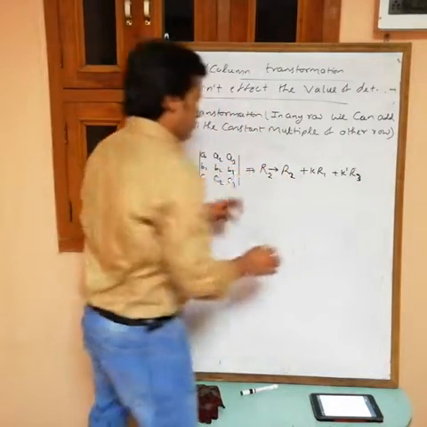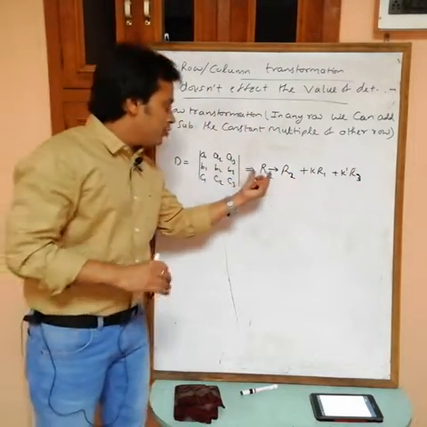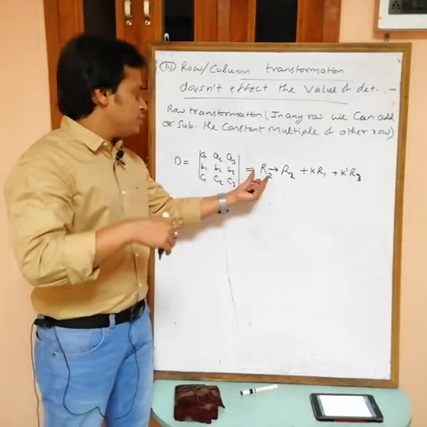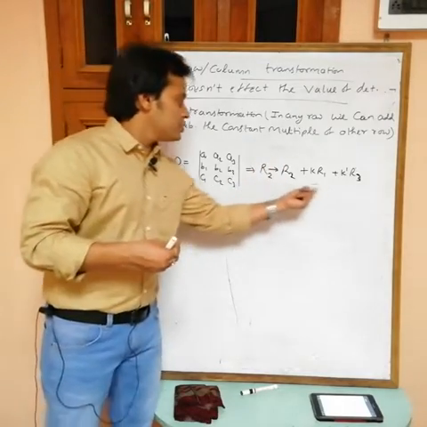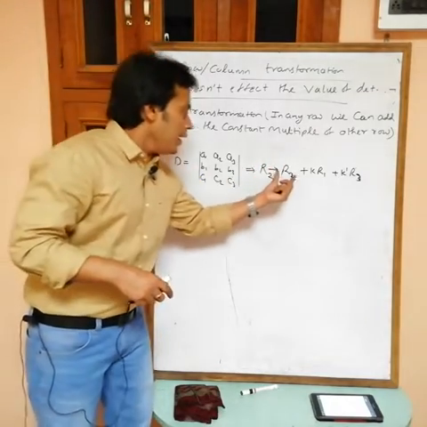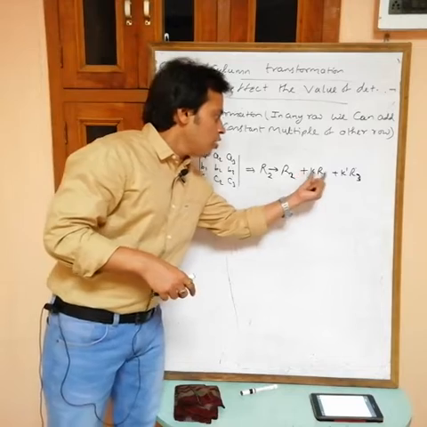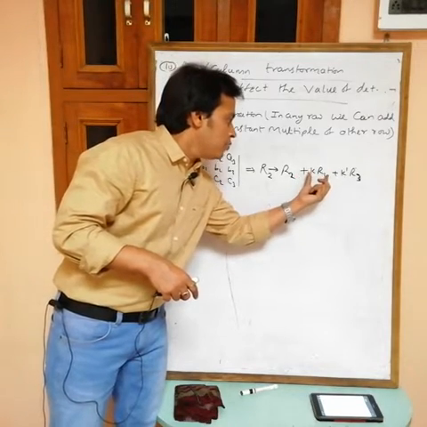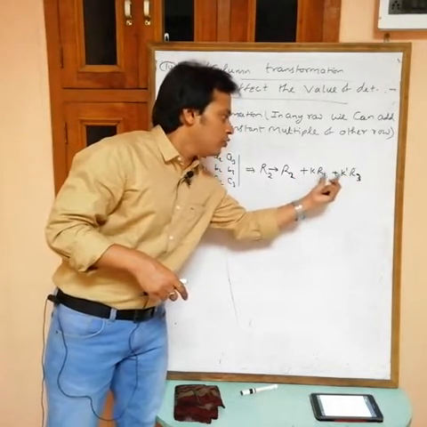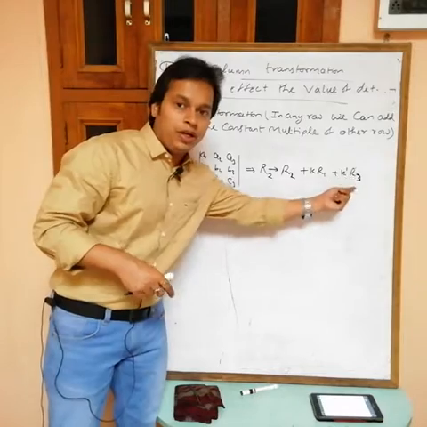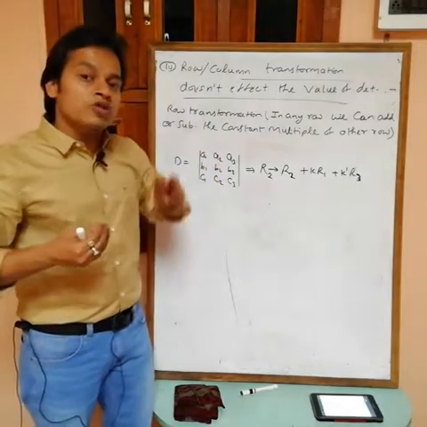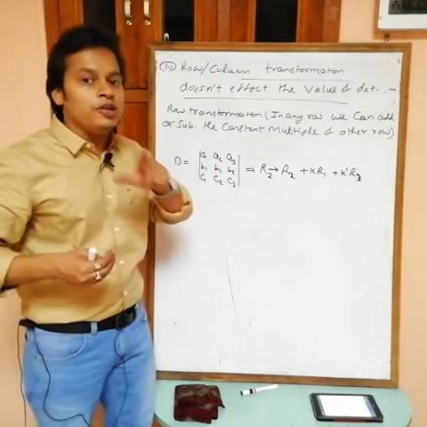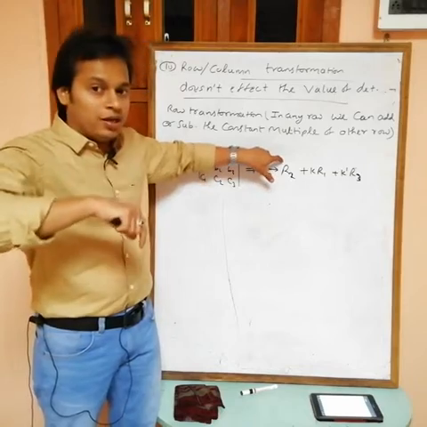Now see, what is this process we are doing in R2? It means I am changing R2. This is the row transformation. In any row you can add or subtract a constant multiple of another row, R1 and R3. You can multiply the constant with another row. You can't multiply the constant with that same row.